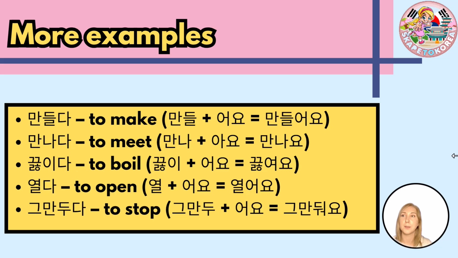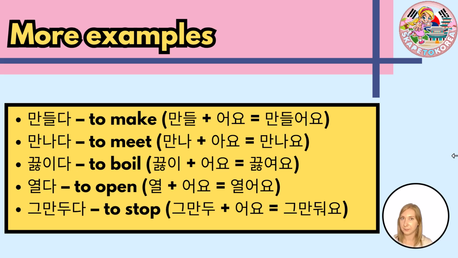Again, notice the pronunciation. 만들다, 만들어요. 만나다, next up, is to meet. 만나 is our verb stem. It ends in a, adding ayo. They combine together. 만나요.